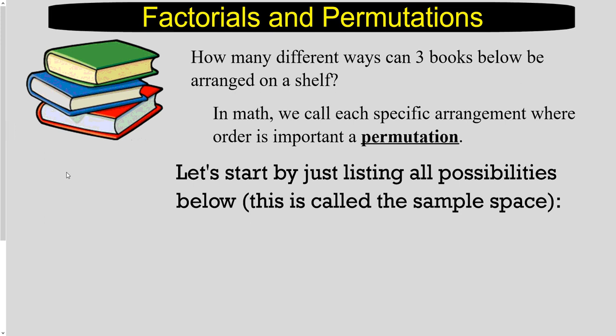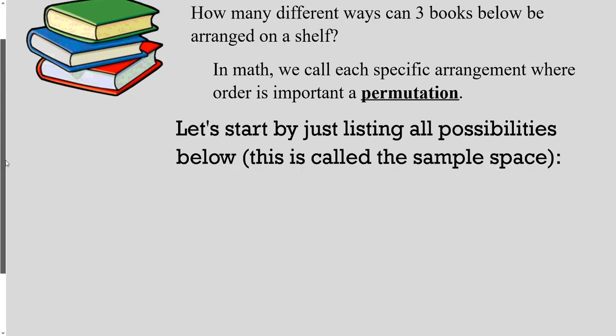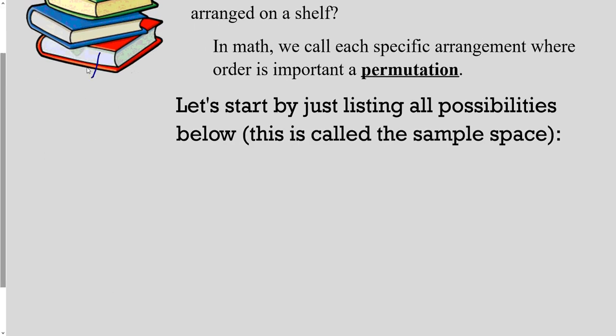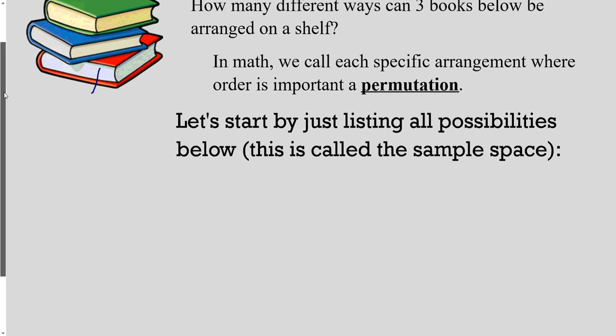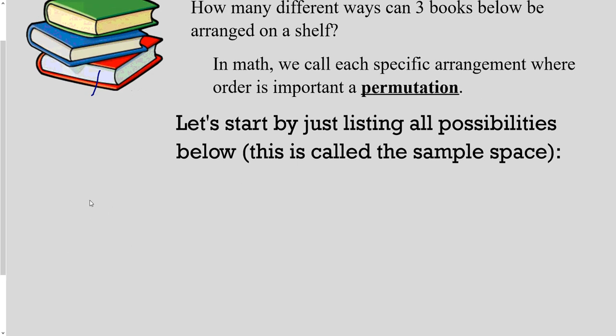So I've got 3 books here, green, blue, and red. We'll just call them green, blue, and red for now. In math, we call each specific arrangement, where order is important, a permutation. We'll talk a little bit about the difference of order later. So for now, let's just start by listing all the different possibilities for where these books can go. Okay, an order of all the different ways we can organize things, all the different possibilities, is called the sample space.